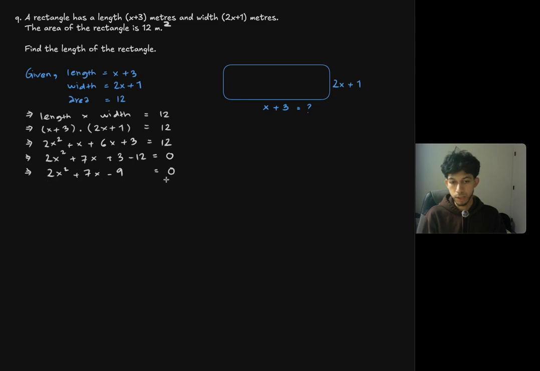Now that we've reached this stage, this is where we try and do middle term factorization. For middle term factorization, I like to approach it as follows. I break the equation into 3 parts. The first part is the coefficient of x squared that I name a. The second part is the coefficient of the x term, which I name b. And the third part is the constant.